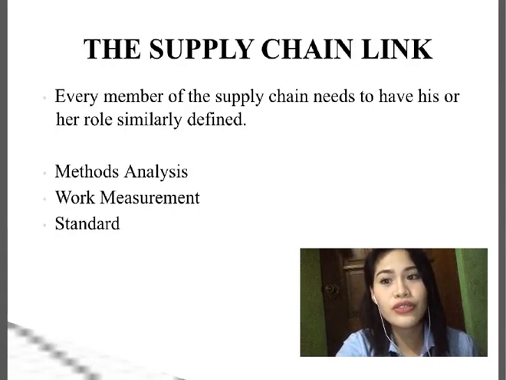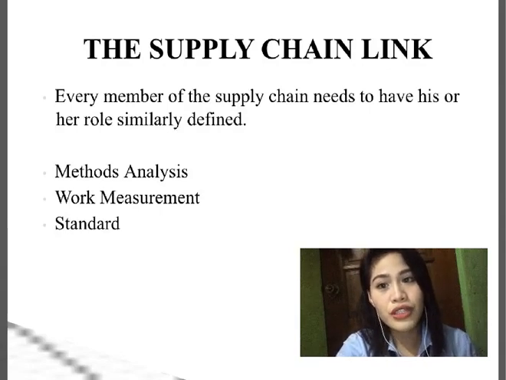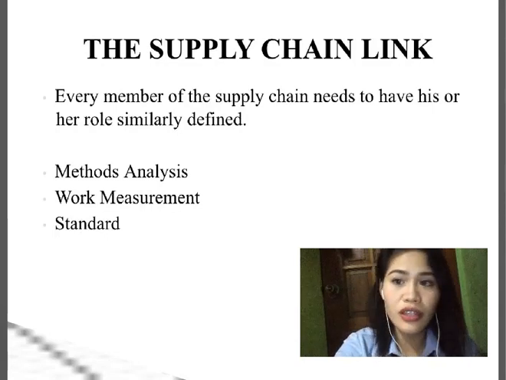Work measurement is used to develop standards for activities performed by members of the supply chain. The last one is standards. Standards for picking and packing materials at warehouses, or standards for unloading and loading at cross docks, are critical for coordinating materials flow within the supply chain. Using these standards to measure job performance is critical to improving supply chain success.